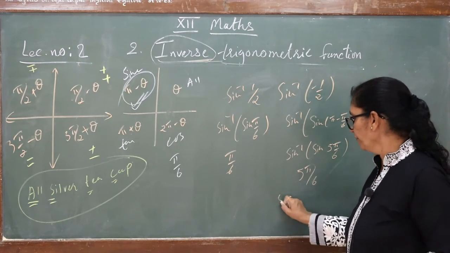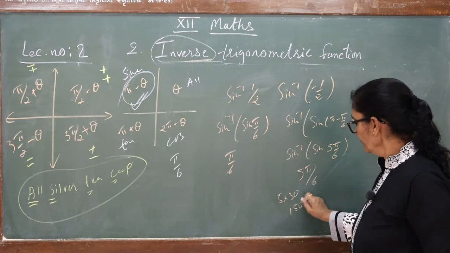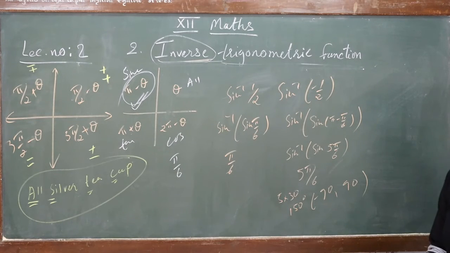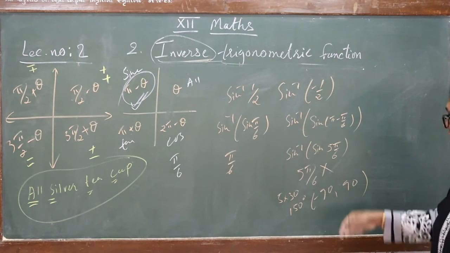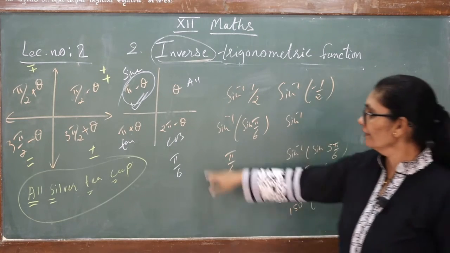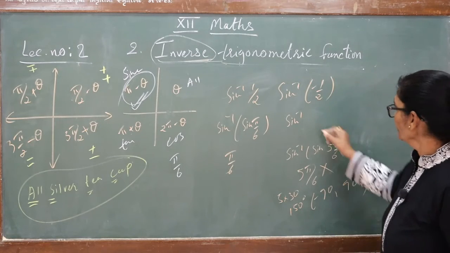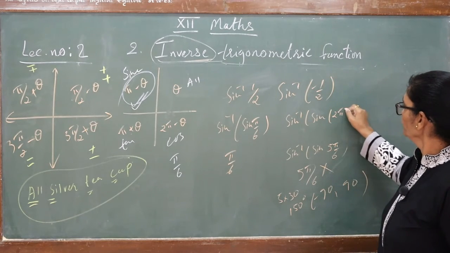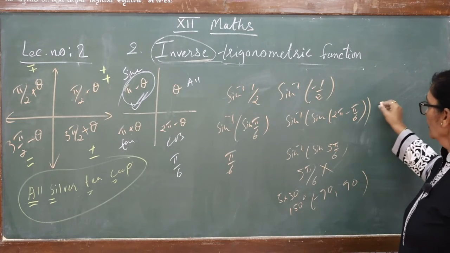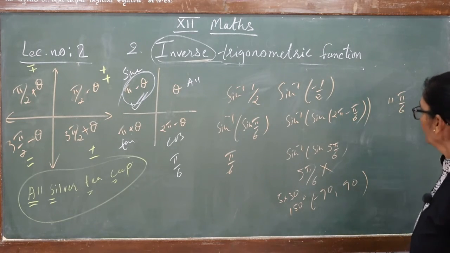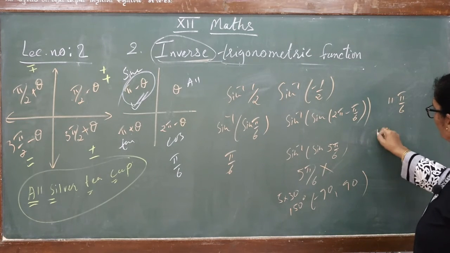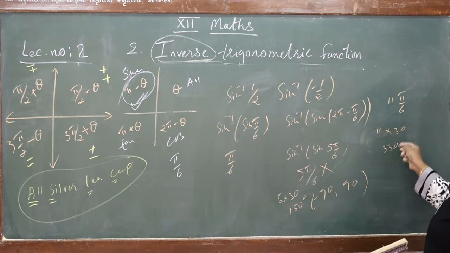Now 5 pi by 6 means what? 5 into 30, so 150 degrees. Does 150 degrees lie between minus 90 and plus 90? No. So we cannot take this value. So what can we do? Sine is negative again in this quadrant. So what to do? Sine of 2 pi minus pi by 6. If I write, 6 twos are 12 and minus 1, so now you check, it is 11 pi by 6. 11 into 30 is 330 degrees. We cannot take this either.